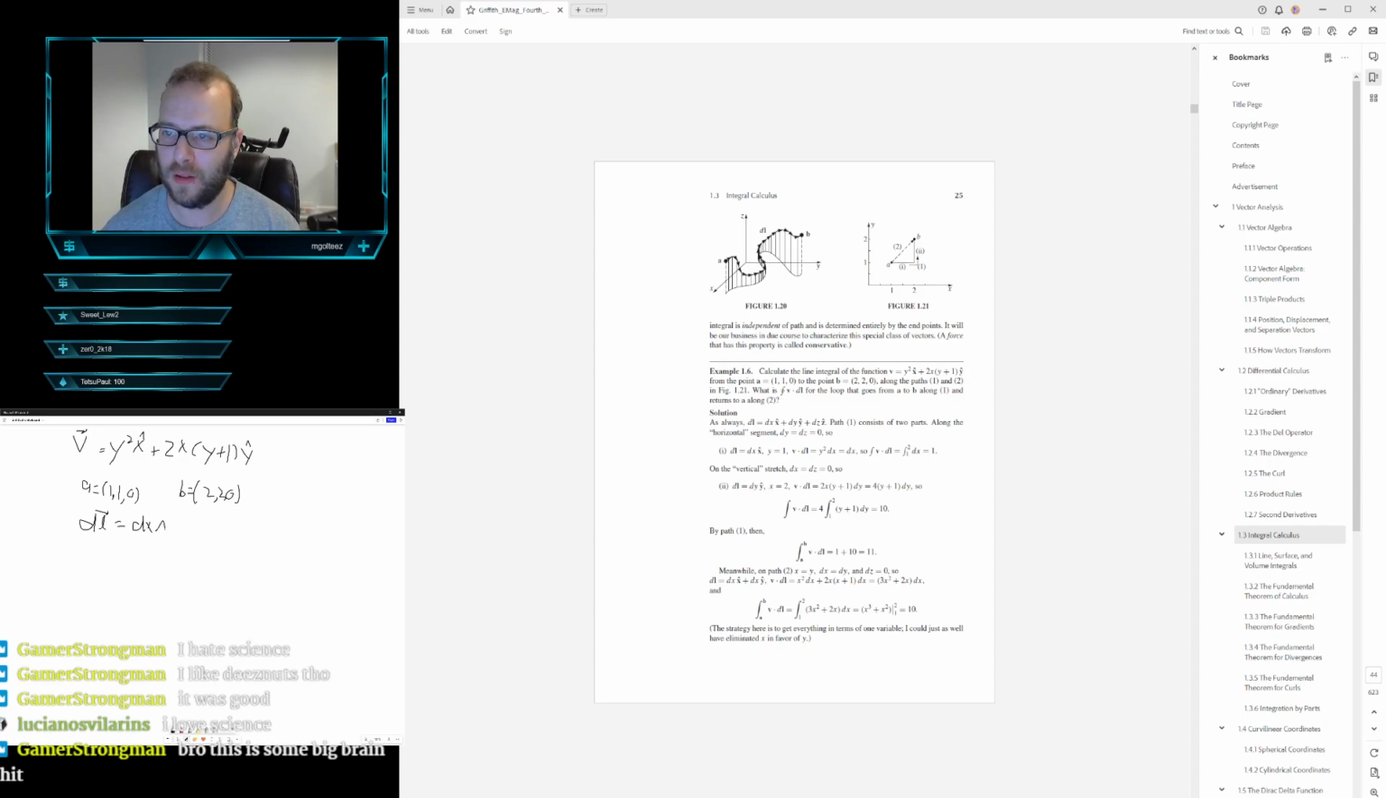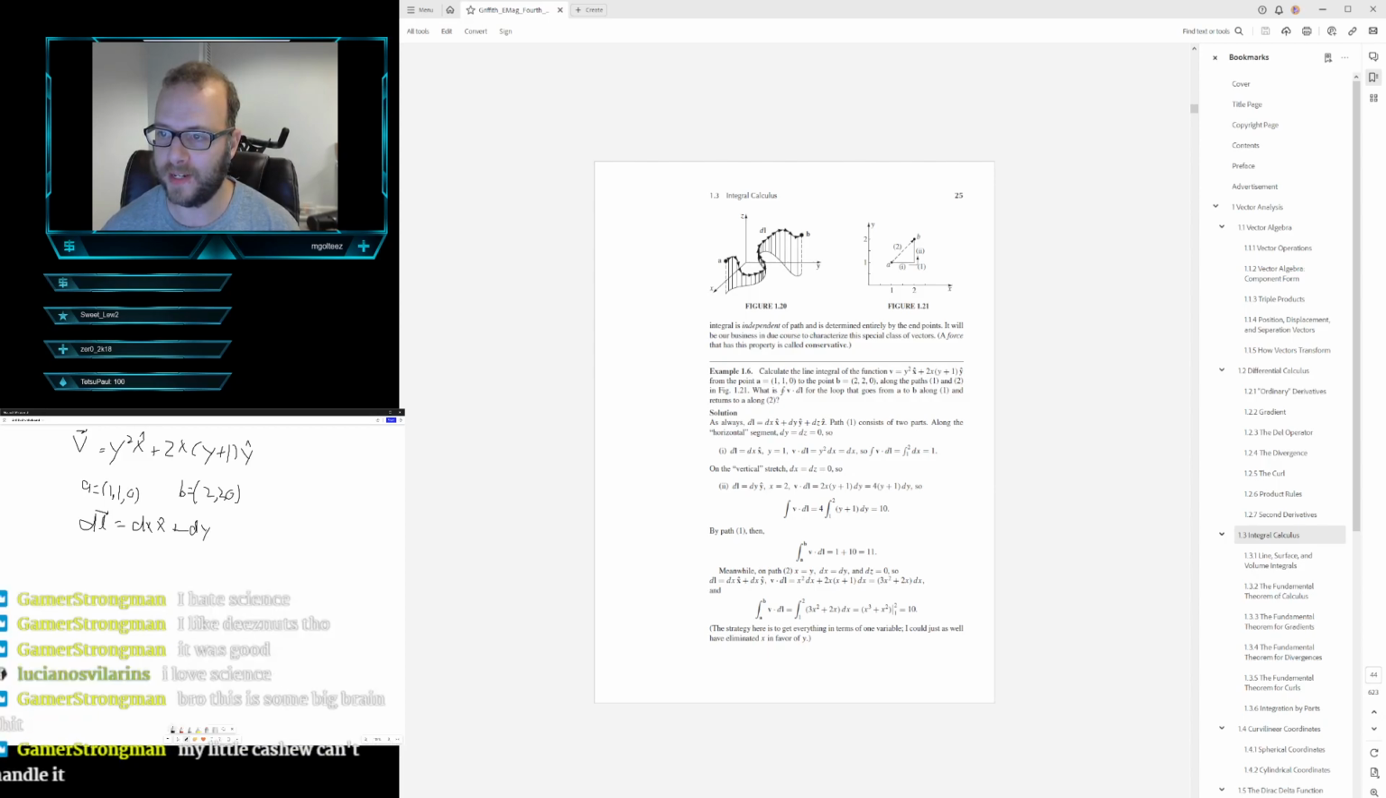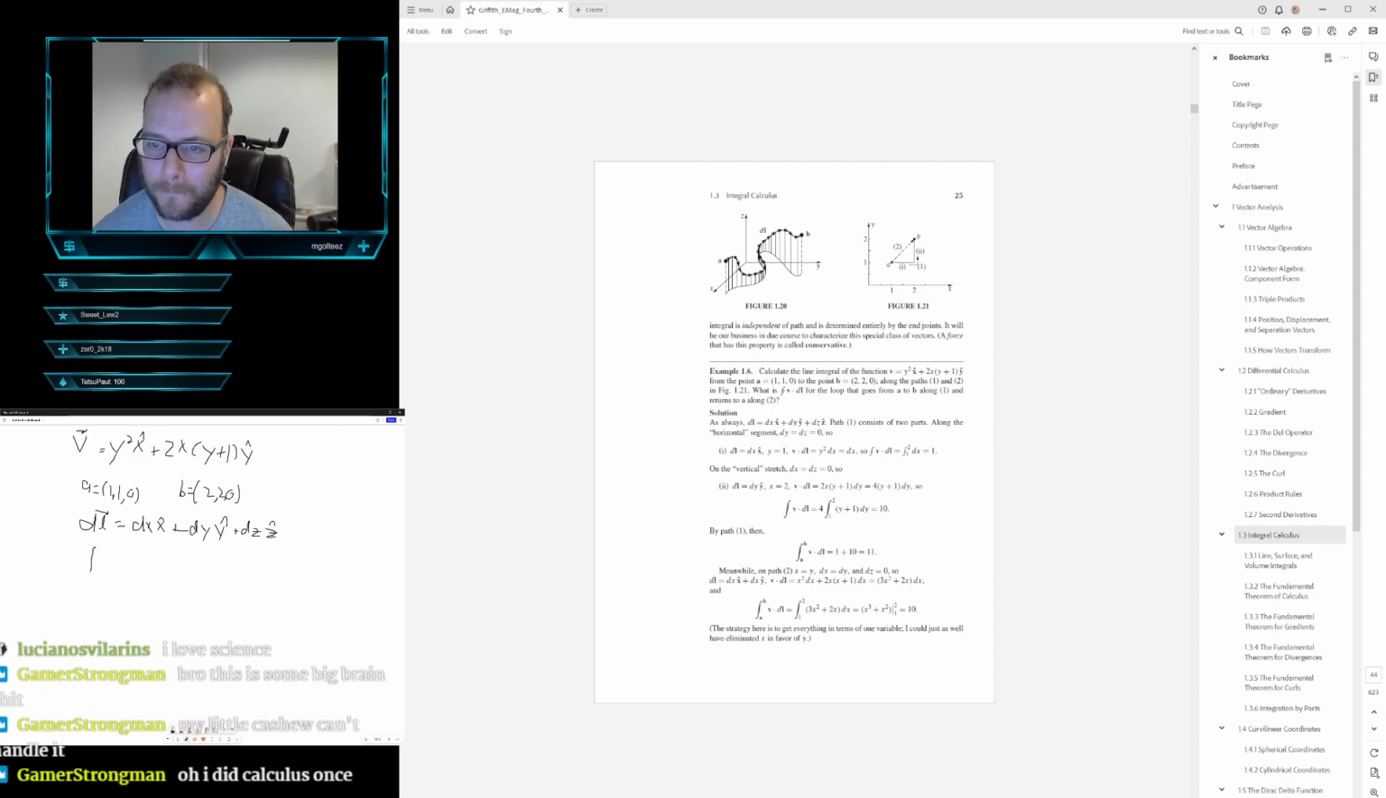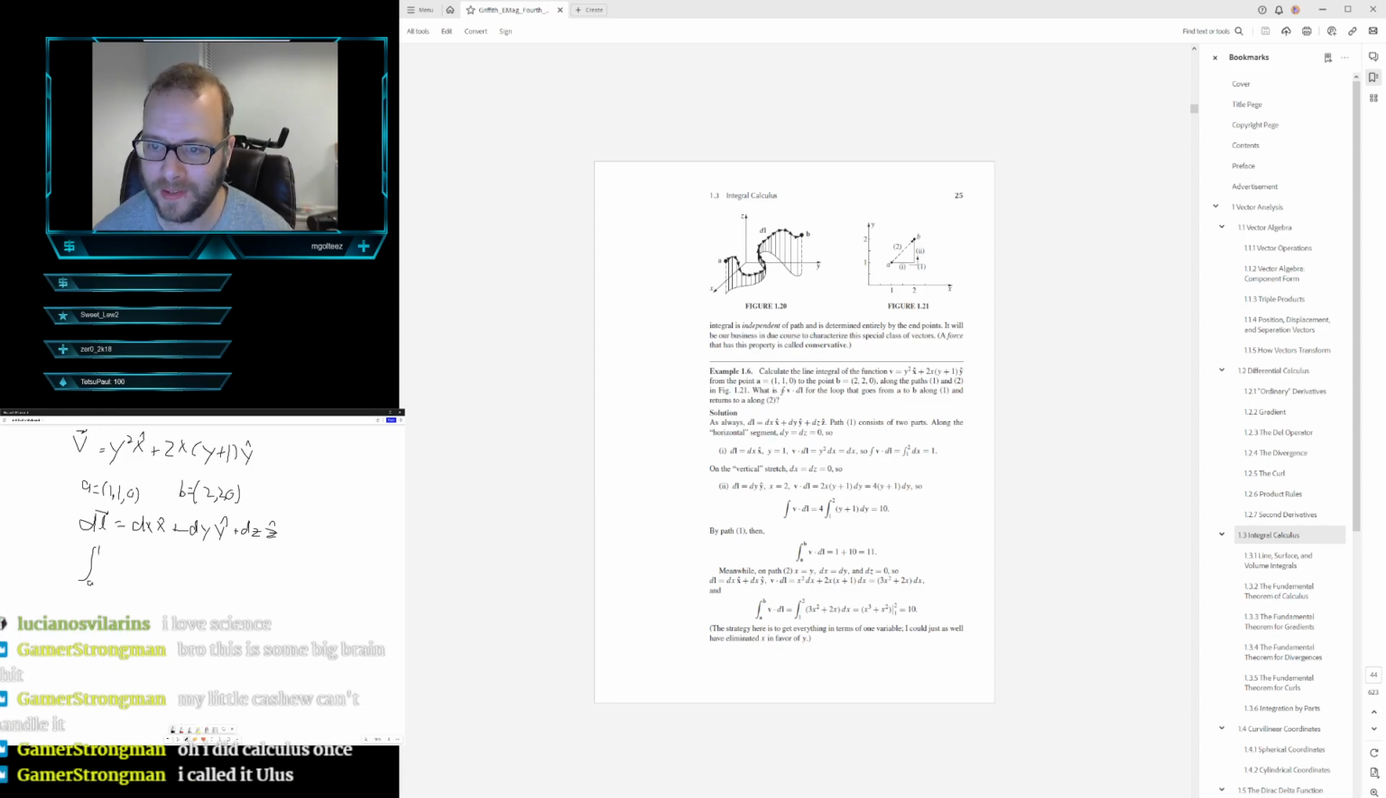So first, I need to get a tablet eventually because this drawing with the mouse thing is for the birds. This is calculus. So all we are doing is a line integral along the path from A to B of the vector dot dl.